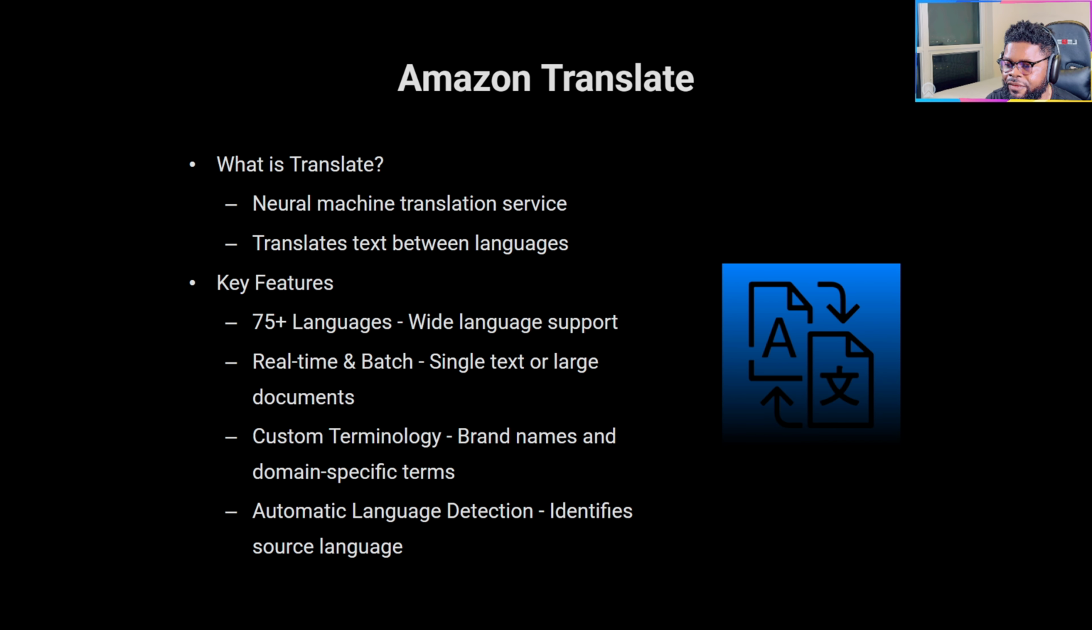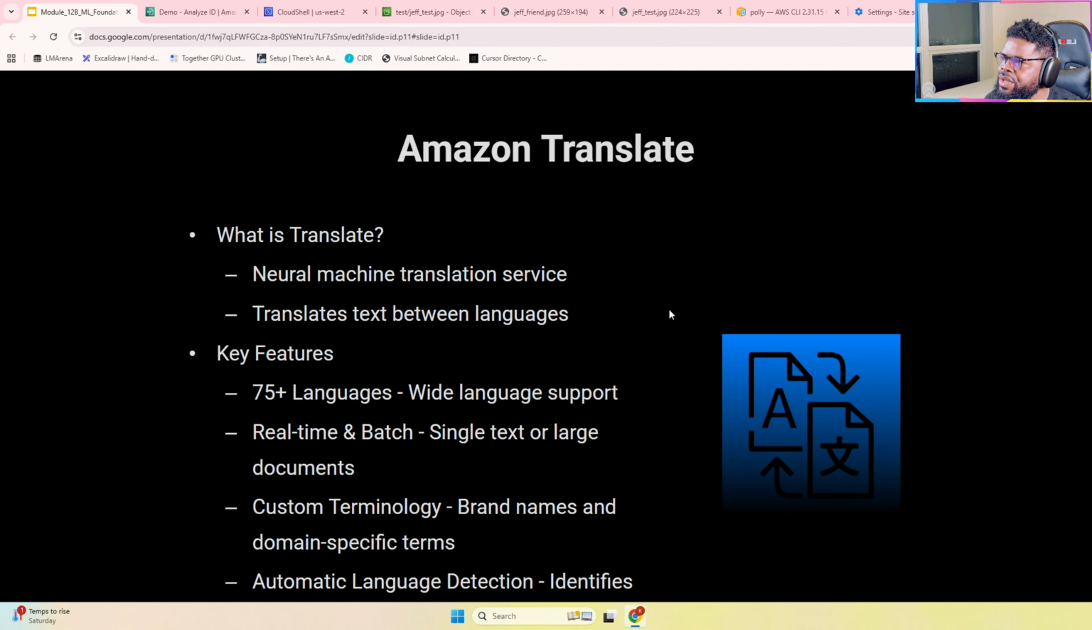It supports a lot of languages, real time and batch. The whole idea is if it's a small job, do it real time. But if it's something that will take time, maybe you want to do it in batch. And then you can also do custom terminology, like if you had brand names or domain specific terms that you wanted to inject, you can have all that. And then you can even do automatic language detection, right? So we'll see what that looks like.